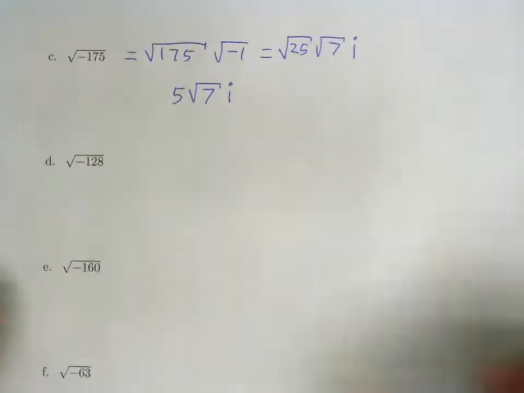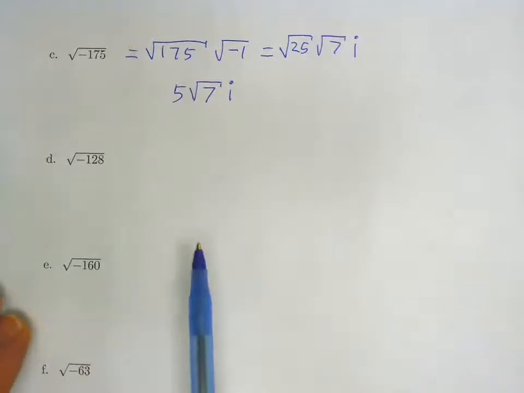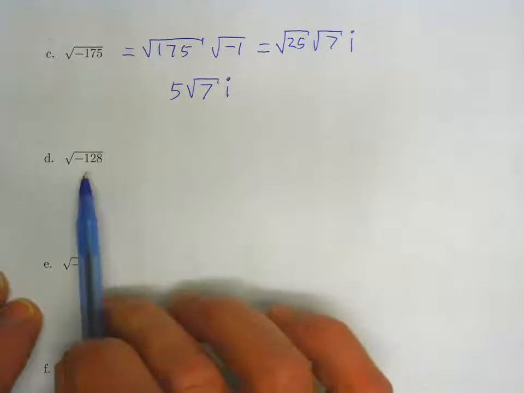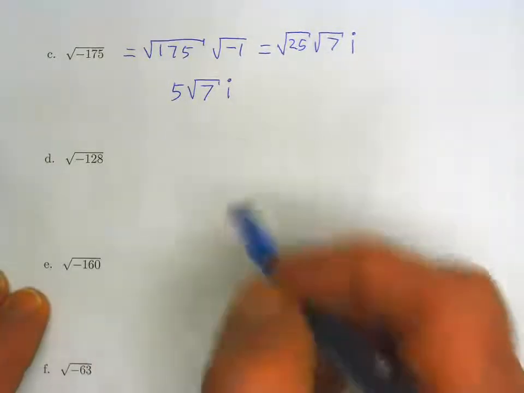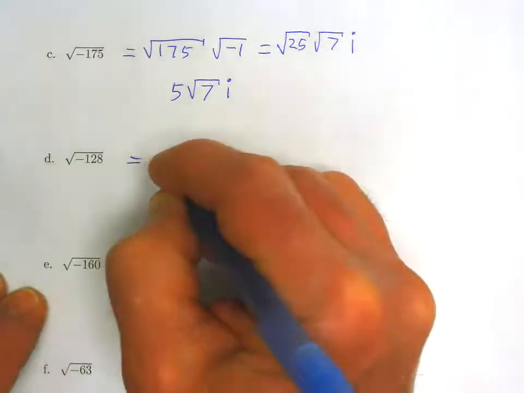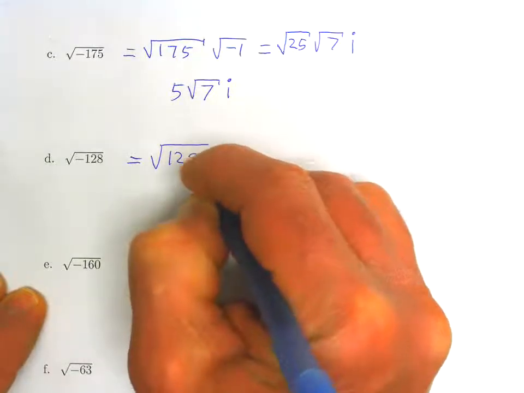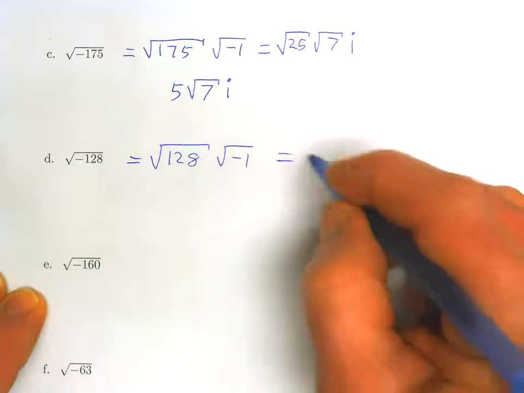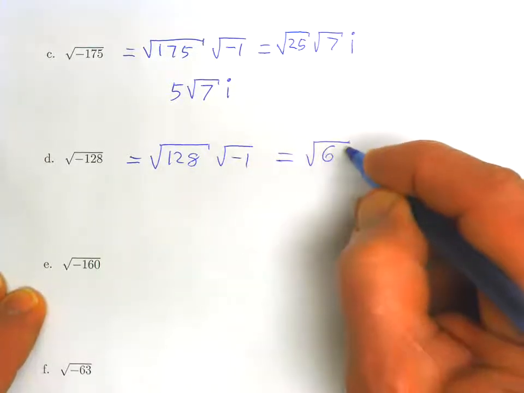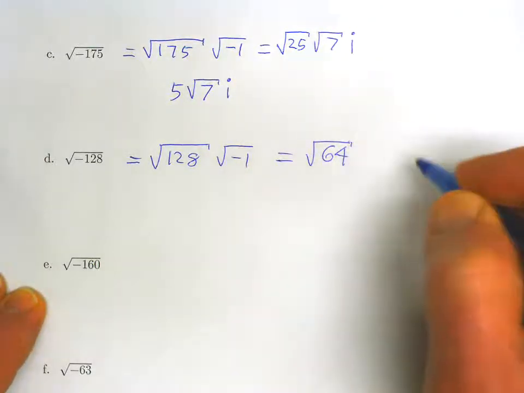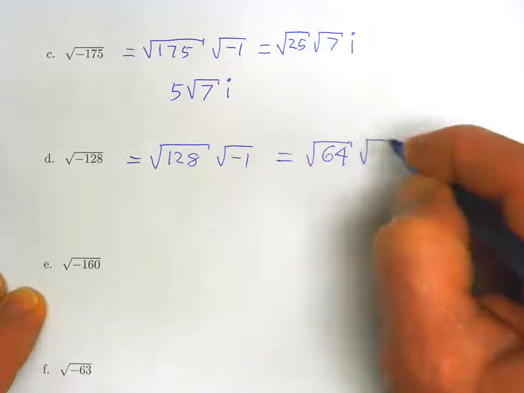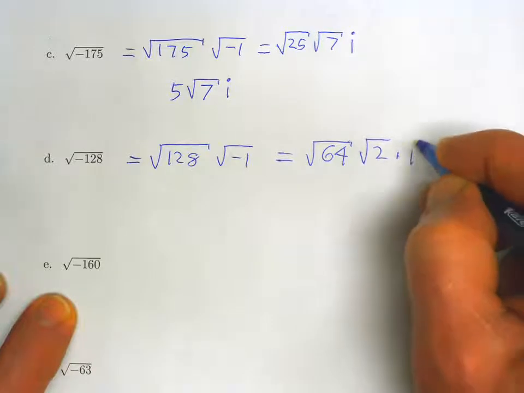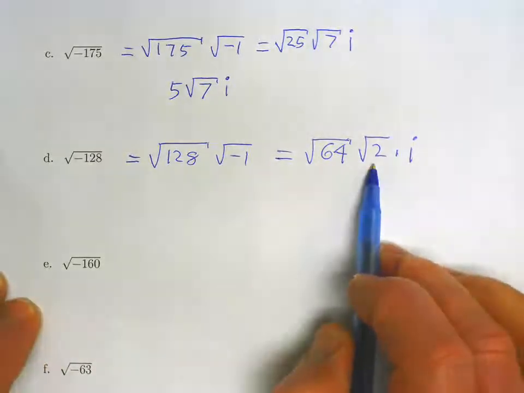Okay, so we'll do one more since we're about out of time. The remaining 3 are all pretty simple. Think of the square root of negative 128 as the square root of positive 128 times the square root of negative 1. The largest factor of 128 that's a perfect square is 64. So we'll rewrite the square root of 128 as the square root of 64 times 2.